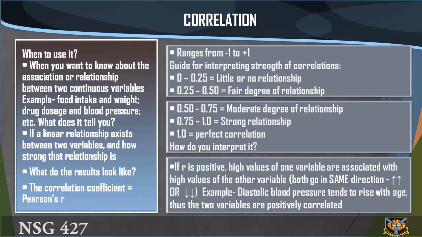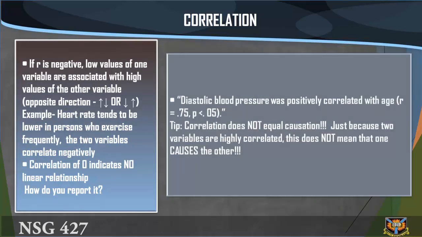If R is positive, high values of one variable are associated with high values of the other variable. That is, both go in the same direction, up or down. Example: diastolic blood pressure tends to rise with age. Thus, the two variables are positively correlated. If R is negative, low values of one variable are associated with high values of the other variable, opposite direction, up down or down up. Example: heart rate tends to be lower in persons who exercise frequently. The two variables correlate negatively. A correlation of 0 indicates no linear relationship.